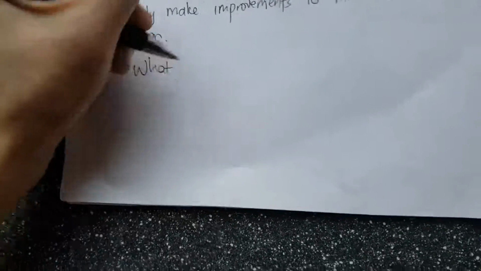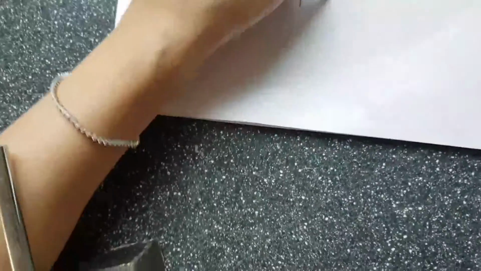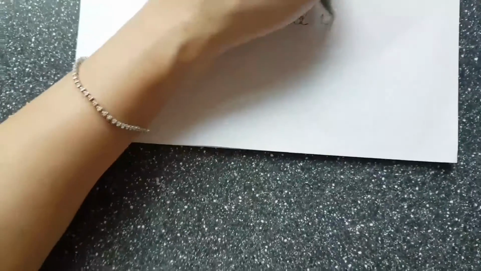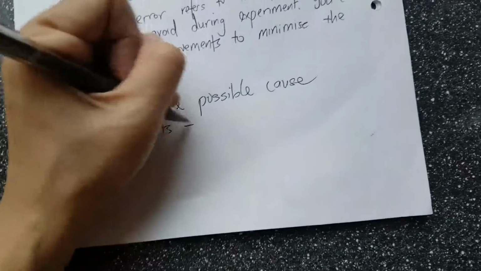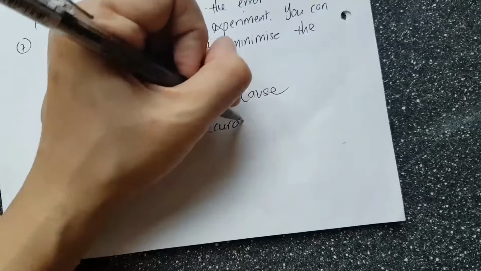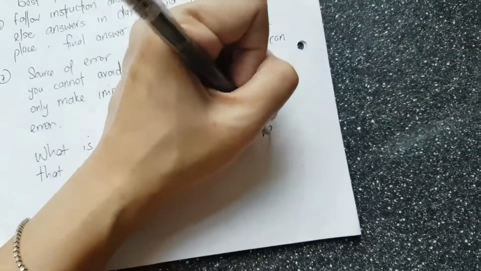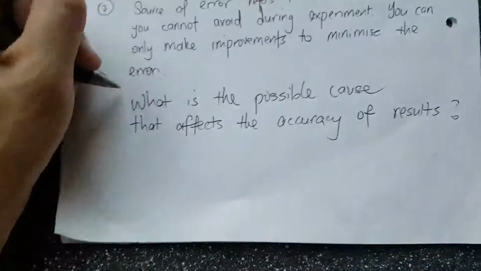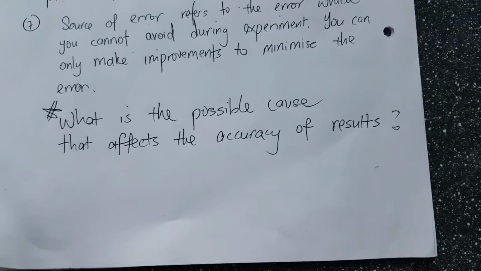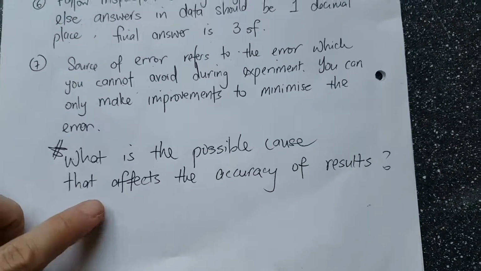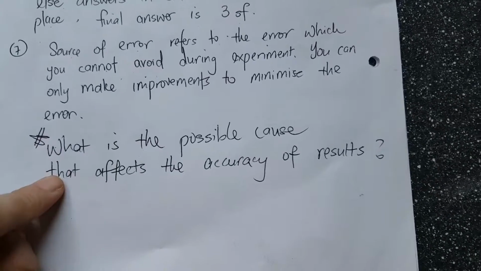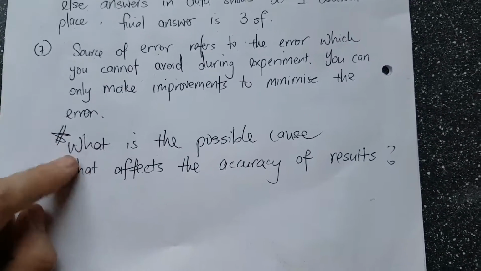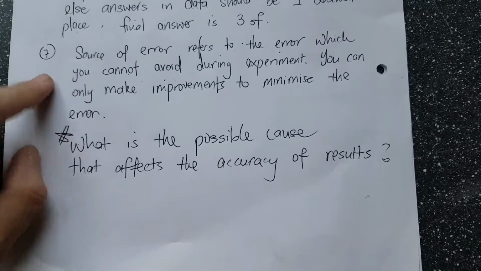What is the possible cause that affects the accuracy of results? So if you keep asking yourself this question, what is the possible cause that affects the accuracy of results, and from there, by looking at the setup again, you are able to find the answer for this source of error question.